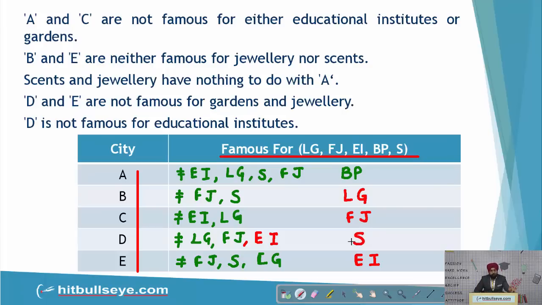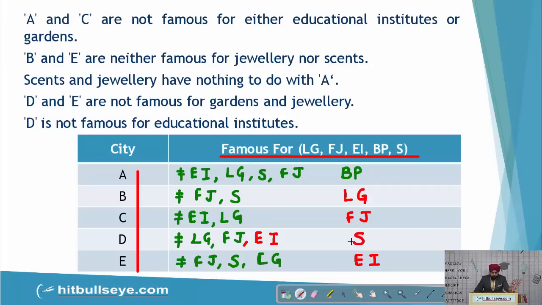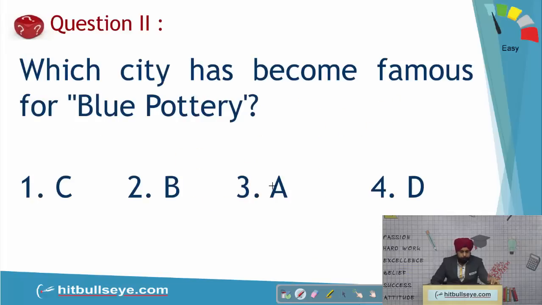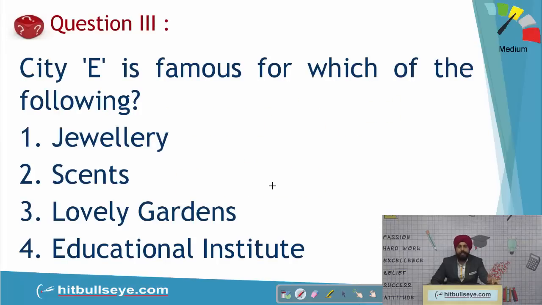So let's answer the questions now. Which of the following is famous for lovely gardens? You can see lovely garden, city B is famous for. You'll mark the answer as option B here, right? So similarly, you can answer this question on the basis of the same information, and similarly this one.